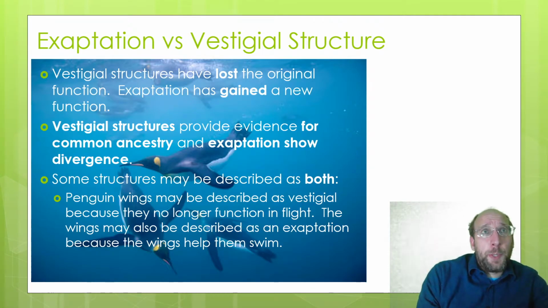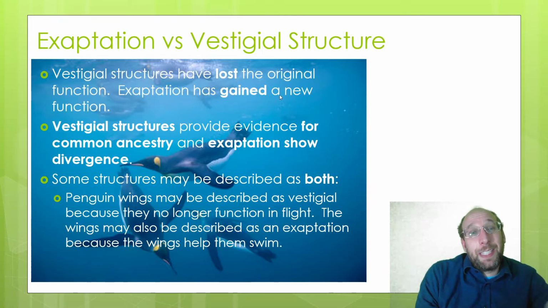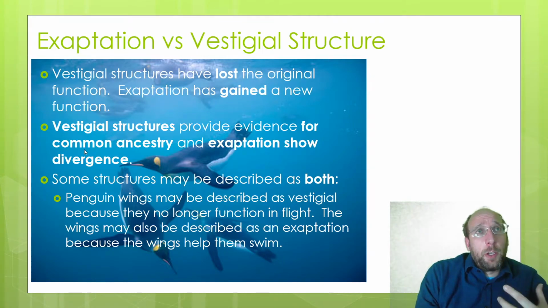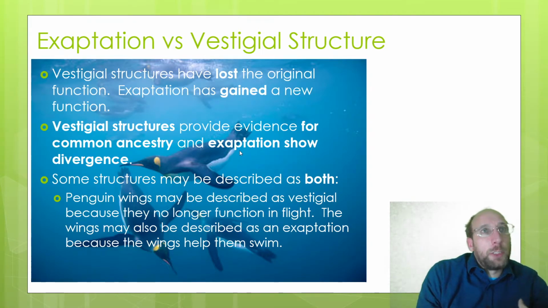So what's the difference between an exaptation and a vestigial structure? Because some structures can be described as both, it can be confusing. But whenever we talk about a structure having lost the original function, that describes a vestigial structure. An exaptation is where a structure has gained a new function. Vestigial structures provide evidence for common ancestry. They show that they're homologous structures. Exaptations show that there has been a divergence from that original common ancestor.